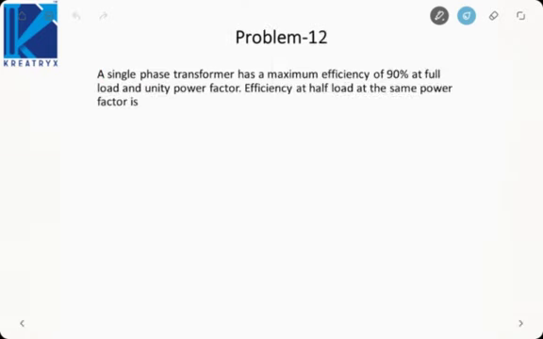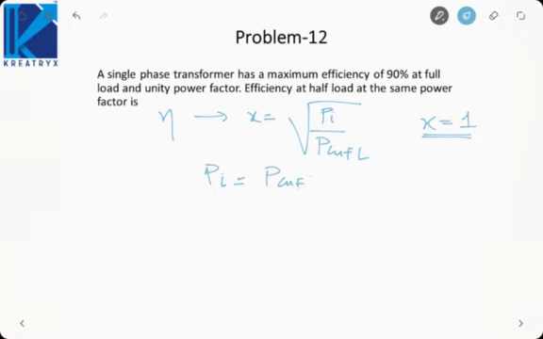In our next problem, it is saying a single phase transformer has a maximum efficiency of 90% at full load and unity power factor. So it is giving two informations here, that at full load unity power factor we have a maximum efficiency and the magnitude of maximum efficiency is 90%. Now we know eta is max when x is equal to under root Pi by Pcu full load. It is saying maximum efficiency occurs at full load, that is x should be 1. For maximum efficiency x should be 1. So it implies Pi is equal to Pcu full load.